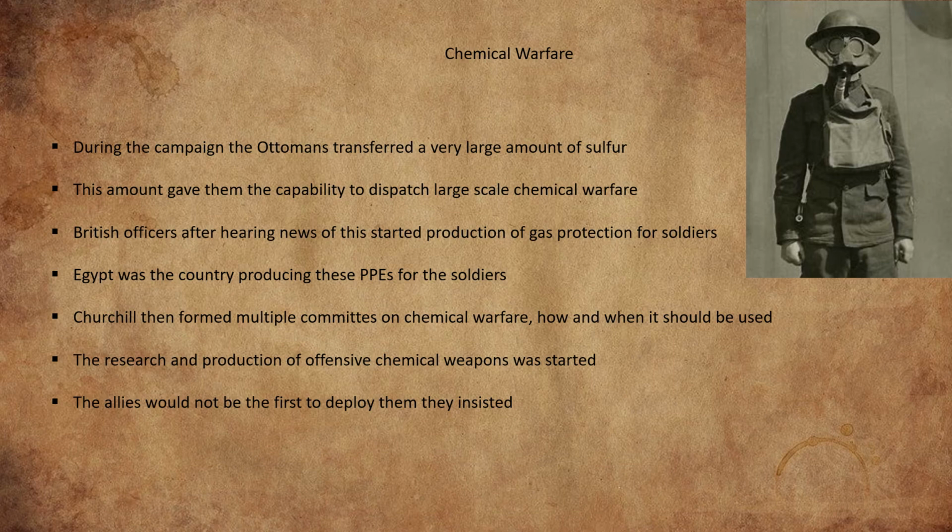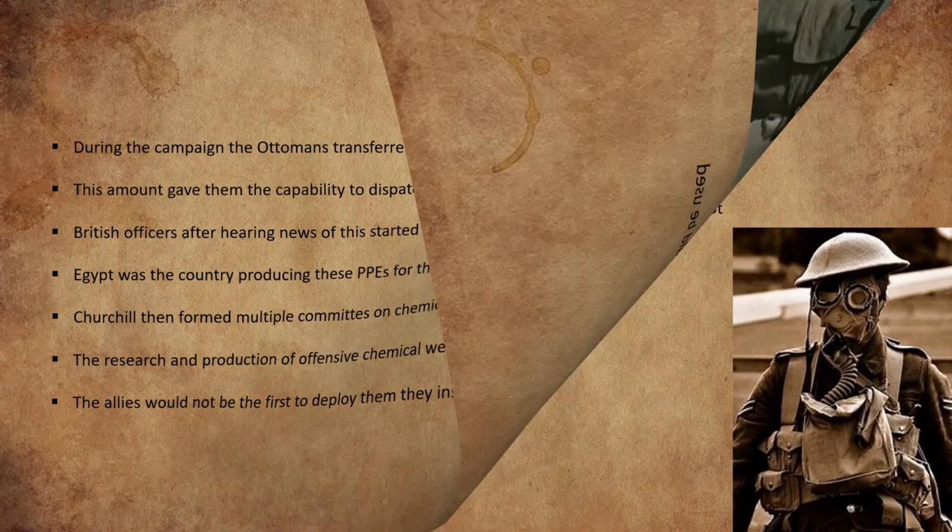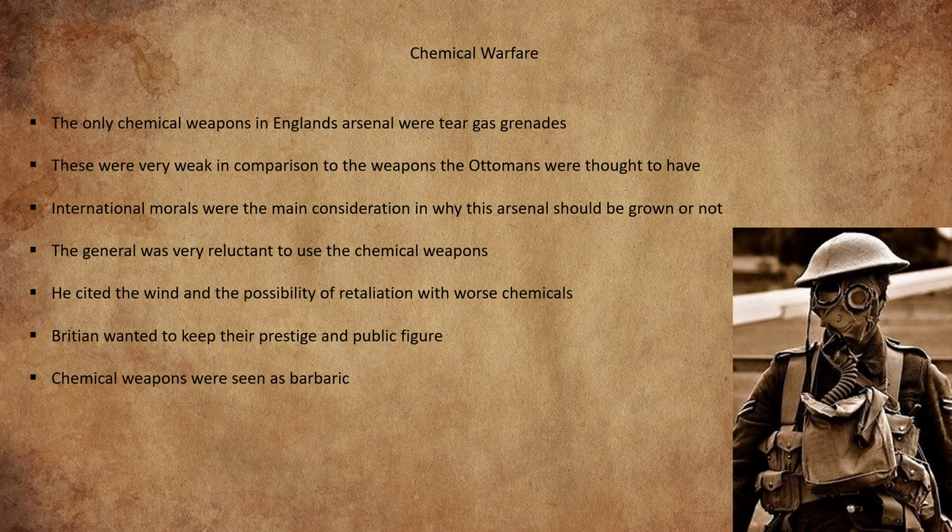After this, the Allies insisted they would not be the first to deploy them. The general of the British Army and Churchill were very against starting the attacks with the chemical weapons because chemical weapons were seen as barbaric and would damage England's public figure, which they very drastically wanted to avoid. The only chemical weapons in England's arsenal were tear gas grenades. These were weak in comparison to the weapons that the Ottomans were thought to have.